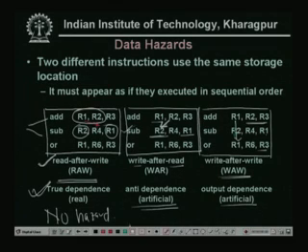Another one is called the read after read. Normally this is not a problem, because unless we write something, it will not create any hazard. So these are the part of data hazards.